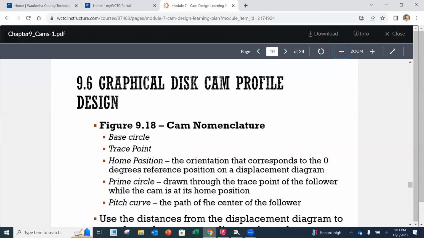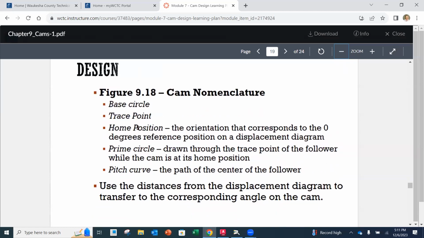So let's go back to our PowerPoint. Home position is going to be that orientation where that 0 degrees starts. So it's kind of like the 0 degree mark, and also the base of that base circle point. The prime circle, as we said earlier, is going to be drawn through the center of our follower roller center. And then that pitch curve is going to be the path that the follower actually takes, that's not on the actual base circle, or just around the base circle. And again, it says use the distances from that displacement diagram to transfer to the corresponding angle on the cam.